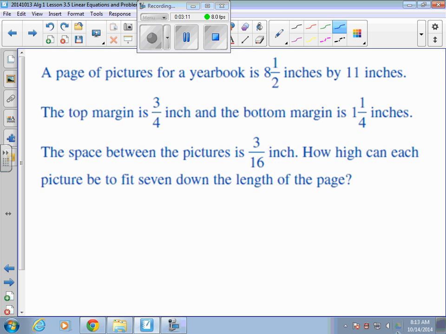Okay, don't copy this problem down. It's not on your sheet, but copy down the pertinent information and take a shot at doing this one. Take about 2 minutes to do this one. See if you can figure it out, and we'll work it out together in about 2 minutes.